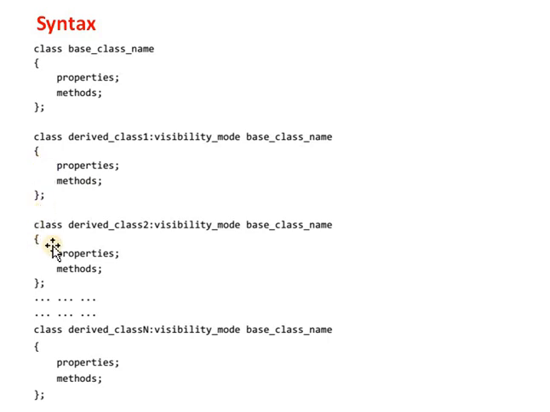Then again we create a second derived class, because in hierarchical inheritance there is only one parent class and multiple child classes. So here we write a class definition for the second derived class in the same way as the first derived class. This continues up to the nth derived class. This is the syntax for defining a hierarchical inheritance.